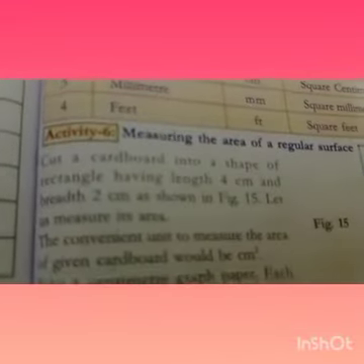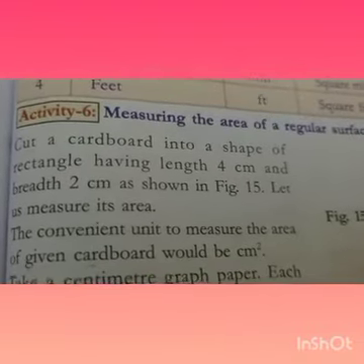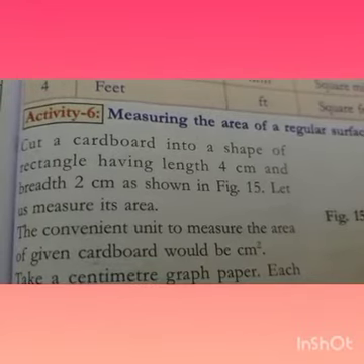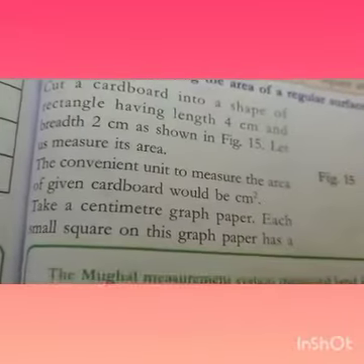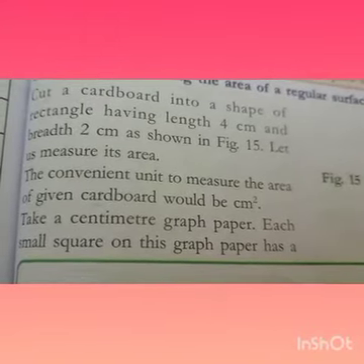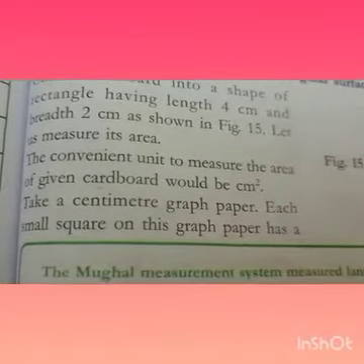Now cut a cardboard into a rectangular shape having length 4 centimeters and breadth 2 centimeters. See here, 4 centimeters length and breadth 2 centimeters. Now the convenient unit to measure the area of the given cardboard would be centimeter square. Okay, cm square, we already learned, square centimeter.